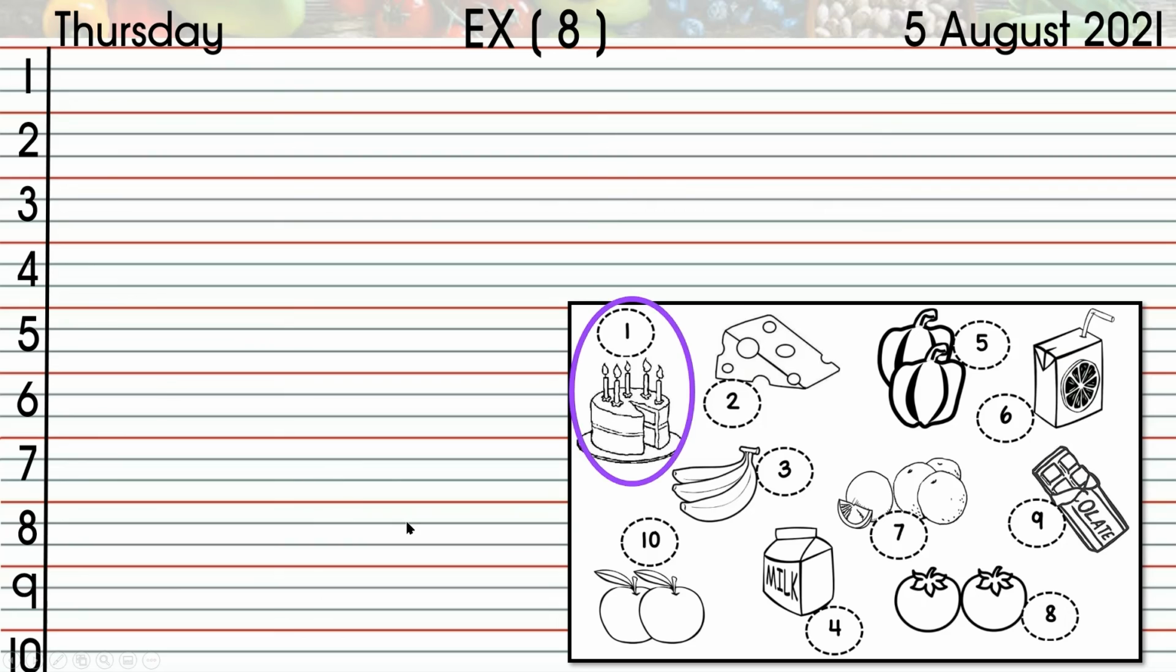For example, number 1 is cake. I have mentioned before, cake is uncountable noun. So, do we use there's some cake or there are some cakes? It should be there's some cake. Cake is not countable, so we have to use there's, not there are.